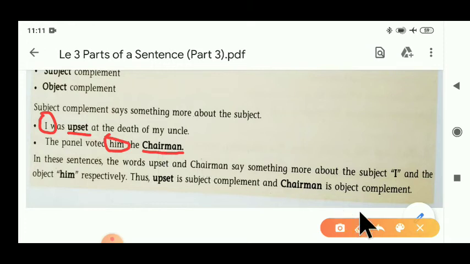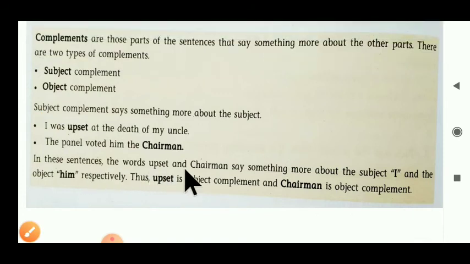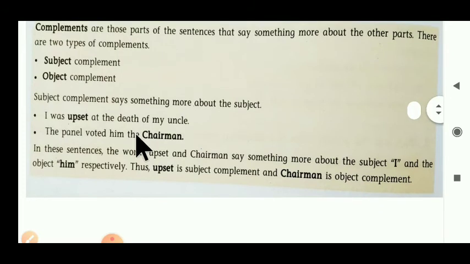Can you understand, students, now? In these sentences, the words upset and chairman say something more about the subject I and the object him respectively. Thus, upset is a subject complement here and chairman is an object complement here. It is just a revision. Now we have to complete our exercise C based on these complements. So now let's start it, students. Exercise C we have to study.